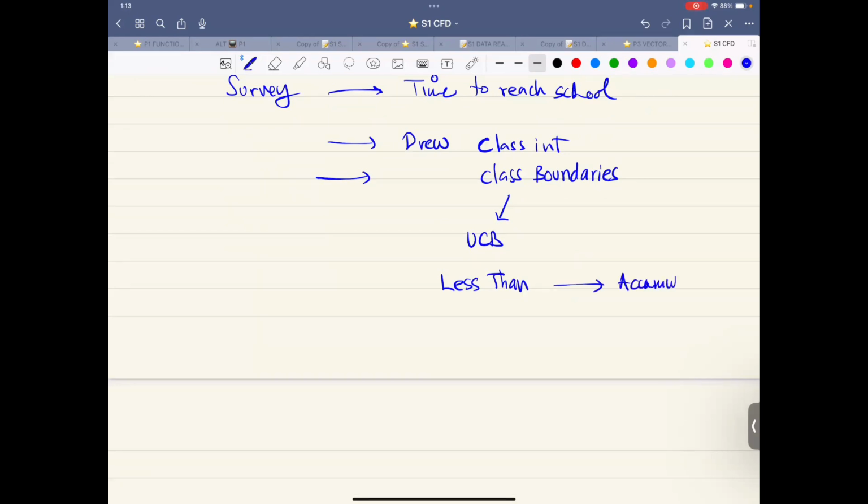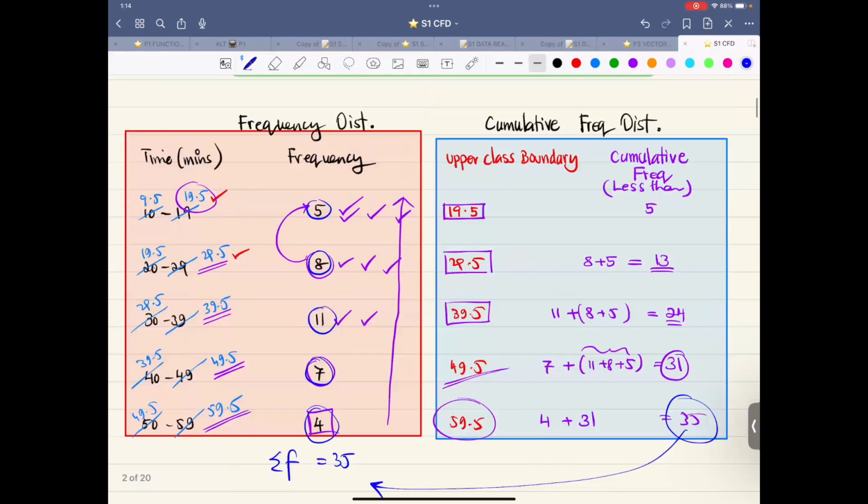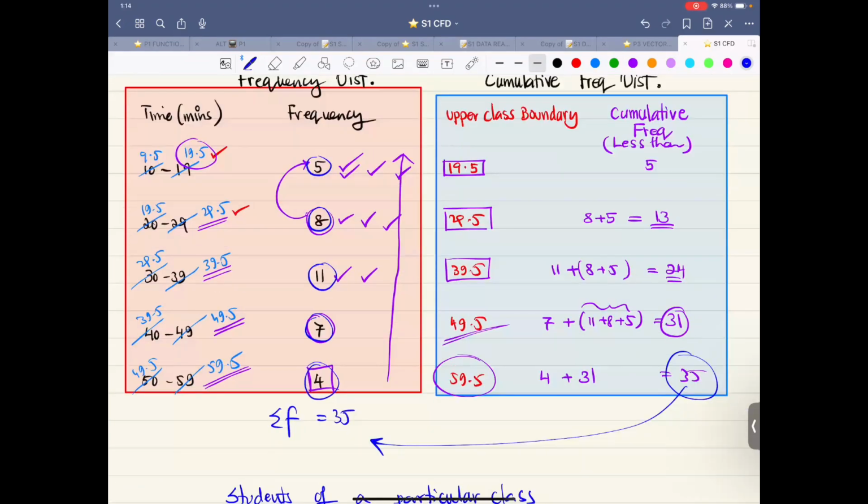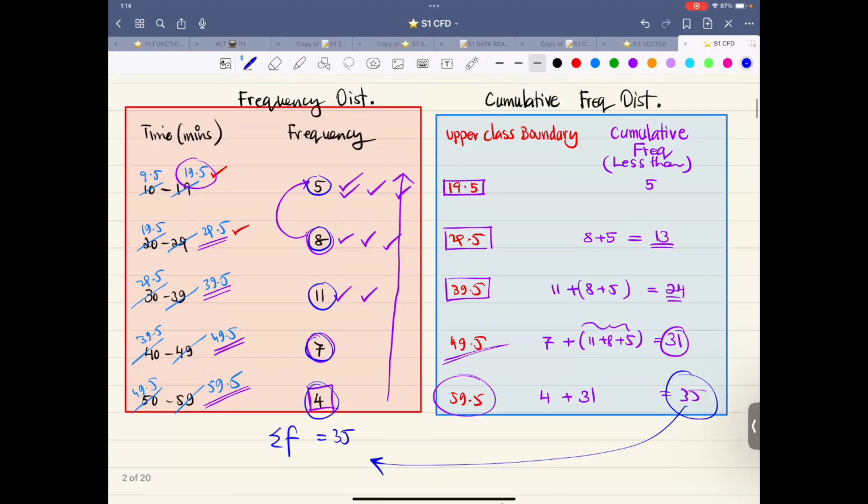We added up the frequencies. So that is known as cumulative frequency. So that is how a cumulative frequency table is created. So now this is the basic thing that we get started with.